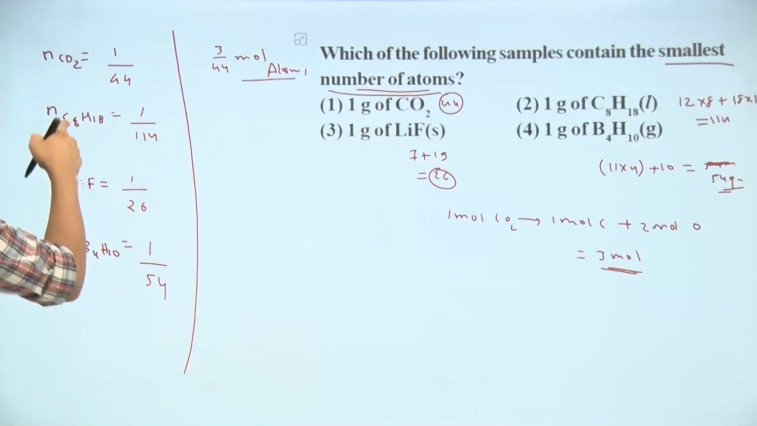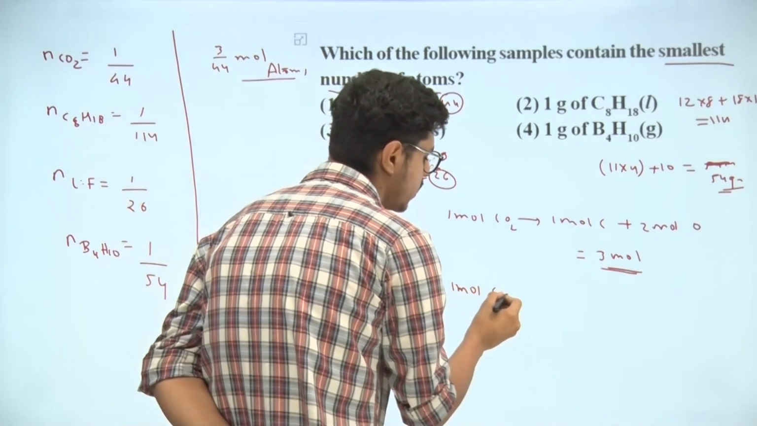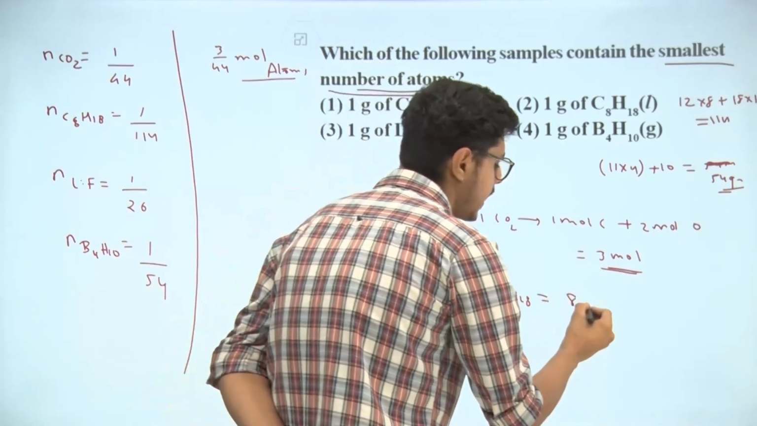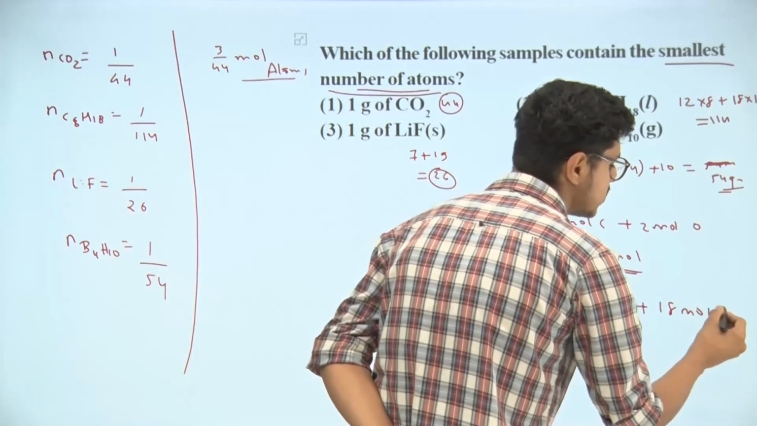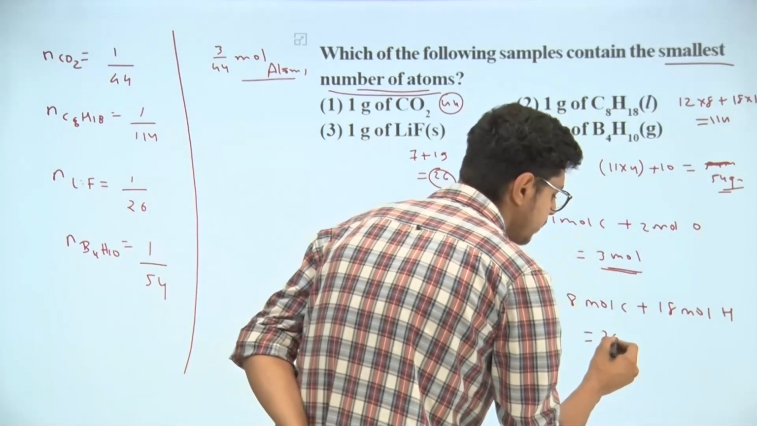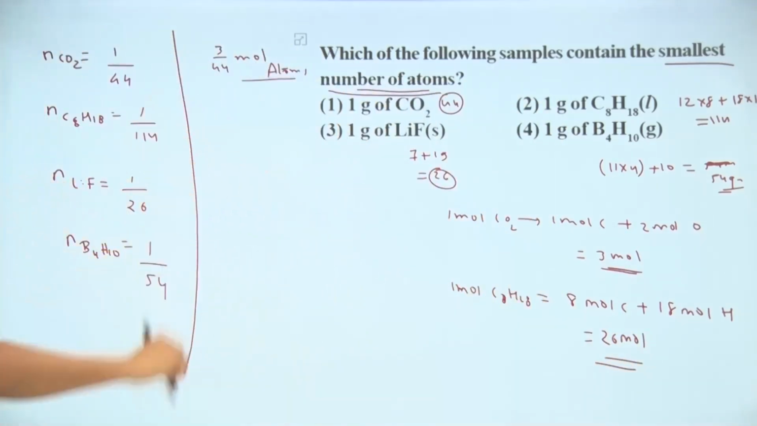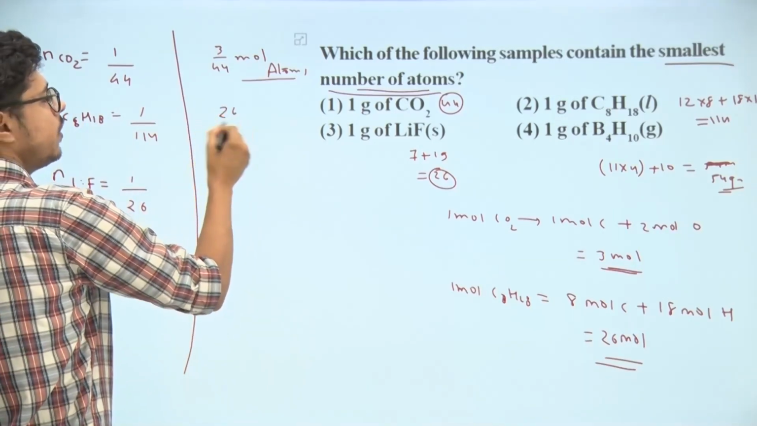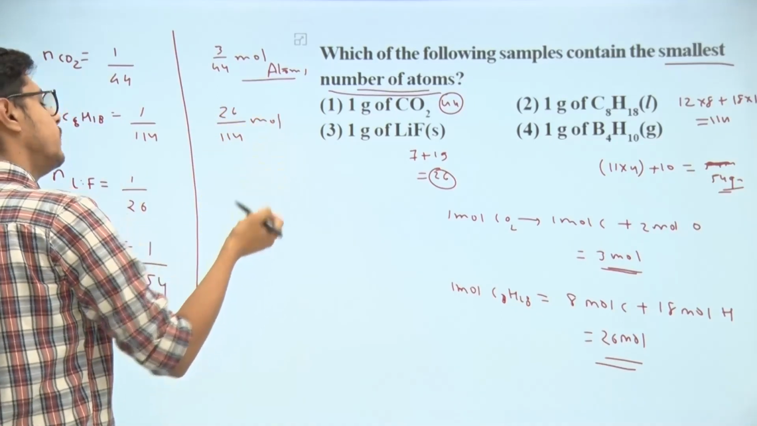Next one here, we have C8H18. So in 1 mole of C8H18, we have 8 moles of carbon plus 18 moles of hydrogen atoms. The total number of moles will be 26 moles of atoms. In 1 mole of C8H18, a total of 26 moles of atoms is there. So in 1 by 114 moles, we have 26 upon 114 moles of atoms.